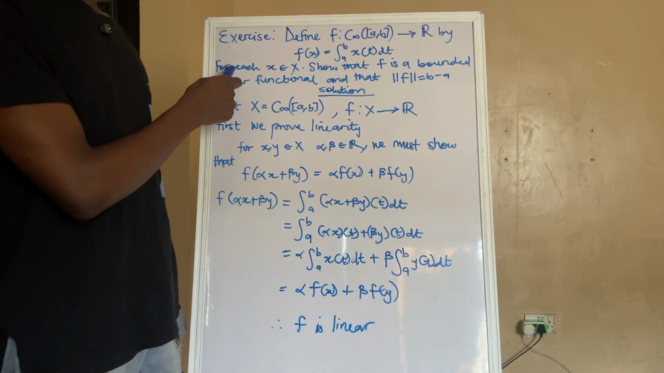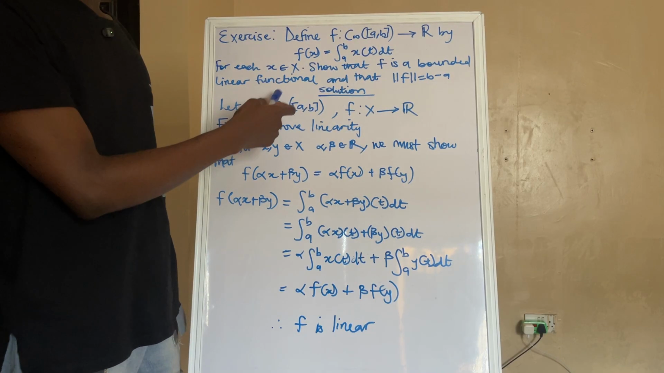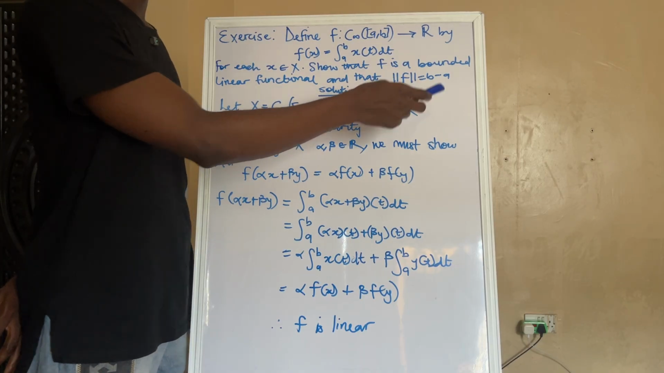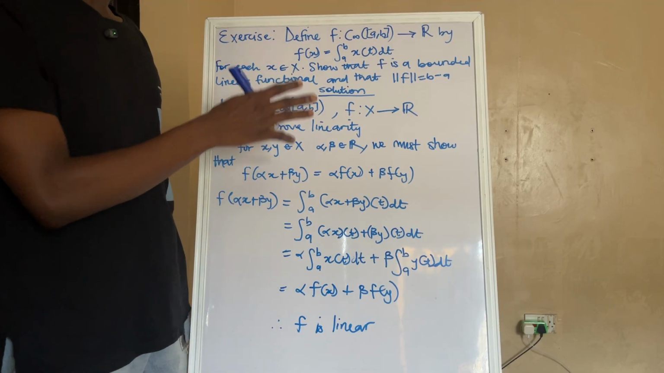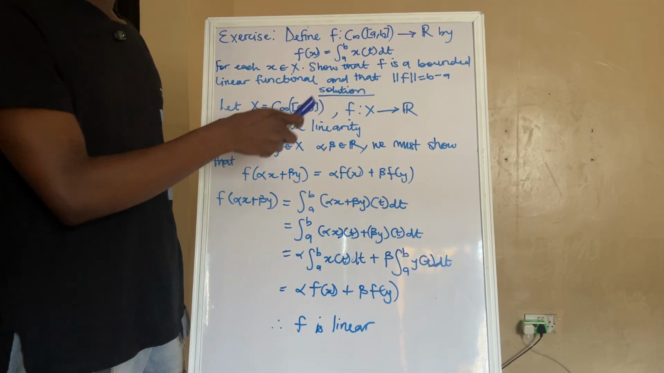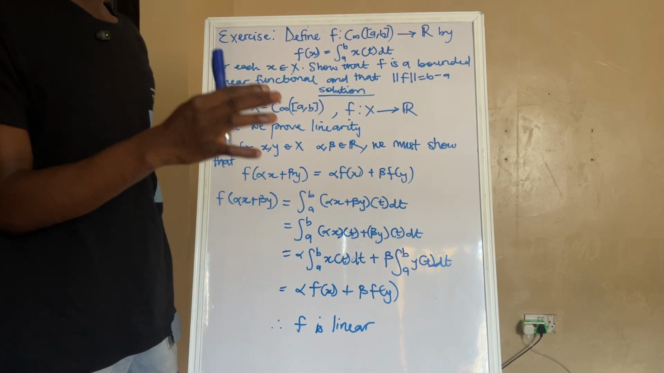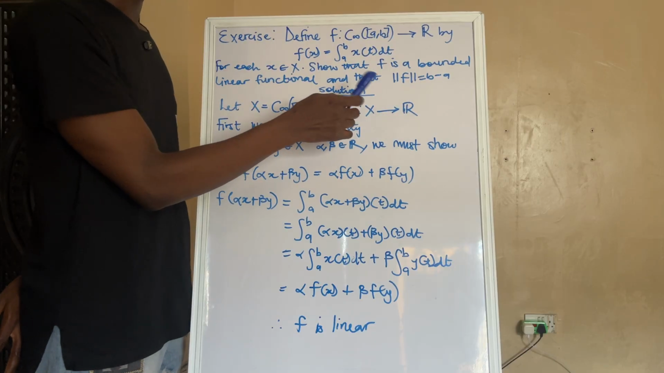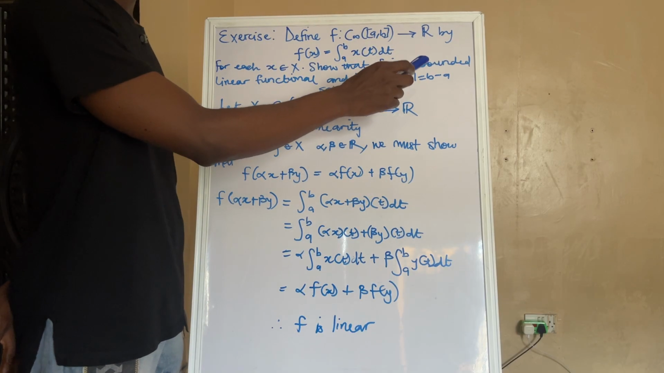Now, they said for each x in X, show that f is a bounded linear functional and that the norm of f is equal to b minus a. What this question is telling us to do is to show that f is linear, show that f is bounded, and also estimate the norm of f. If you watched one of the previous videos, we did something about estimating the norm of f. That's the same thing here, but here they've given you what the estimate is already, and they want you to show that the norm of f is equal to b minus a.